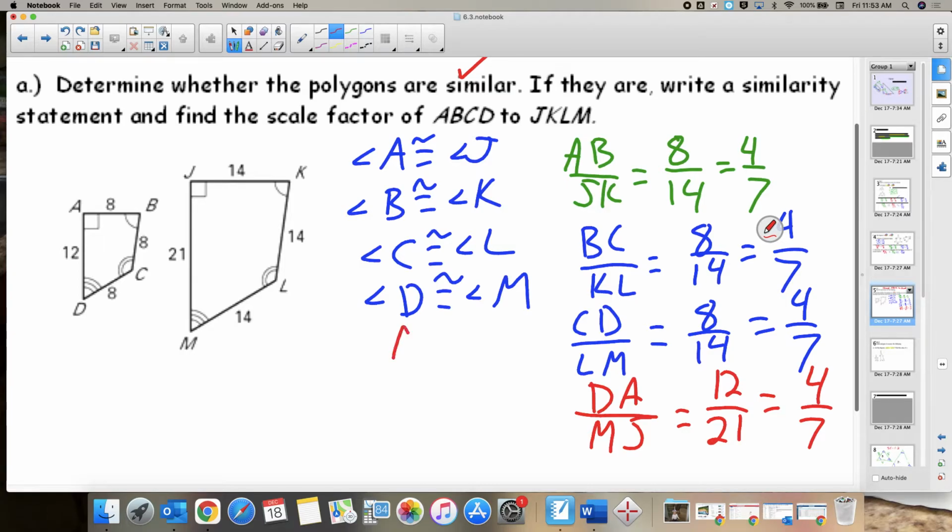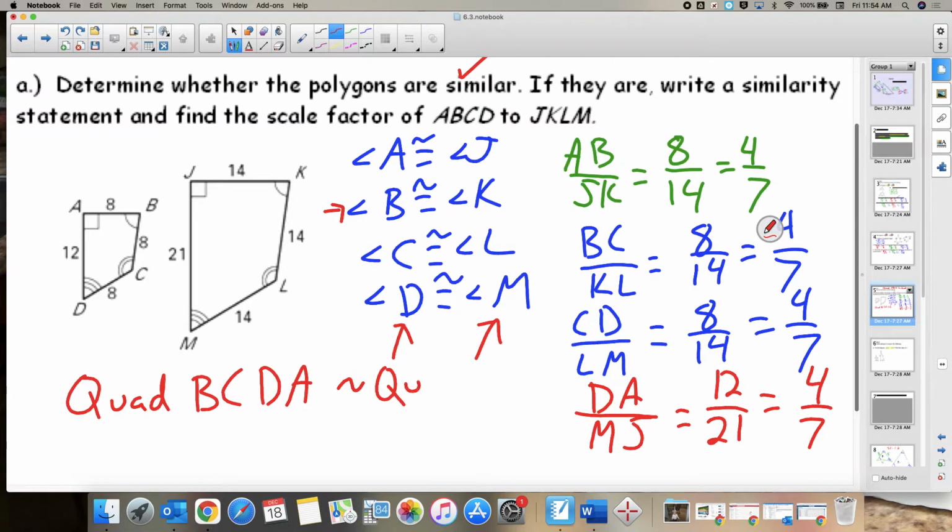This is where I'm going to go to my angles and use them. So if I name my first one quadrilateral, we can name it, let's start at B. If I name it quadrilateral BCDA, then it is going to be similar to quadrilateral, then I have to start at K. KLMJ. Right, you can put it in whatever order you want.